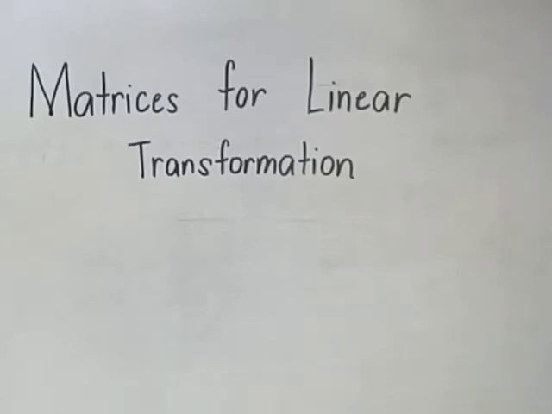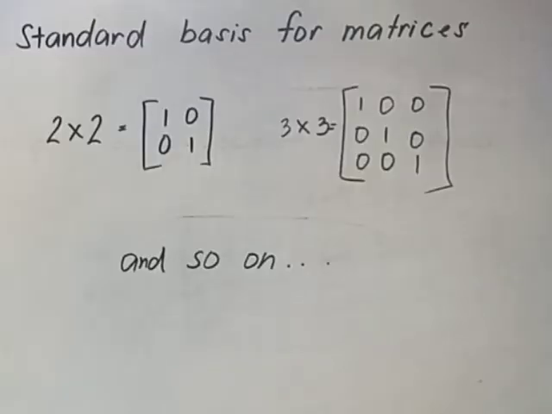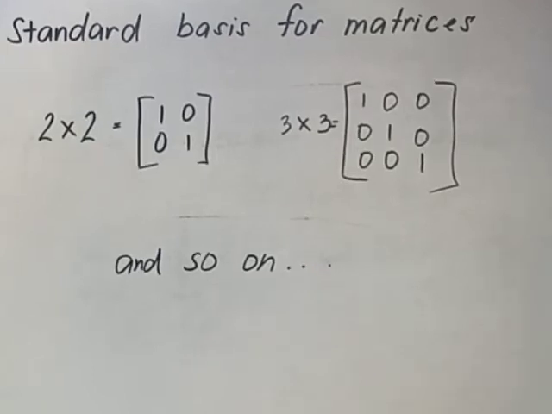Hello everyone. So this time we're gonna discuss the matrices for linear transformation. In this section we're gonna find the matrix of a linear transformation with respect to the standard basis. If you can still remember the standard basis for matrices, or the identity matrix, we have 2 by 2, that is 1 0 0 1, and we have 3 by 3, that is 1 0 0, 0 1 0, and 0 0 1, and so on.